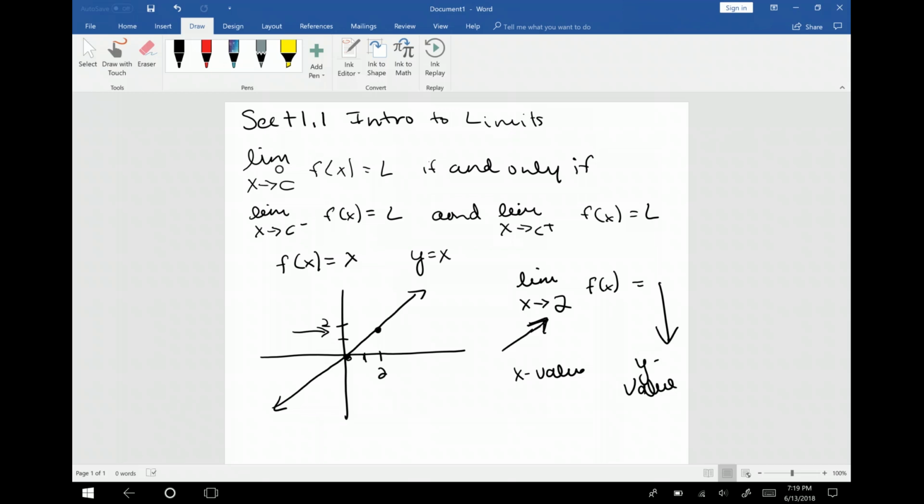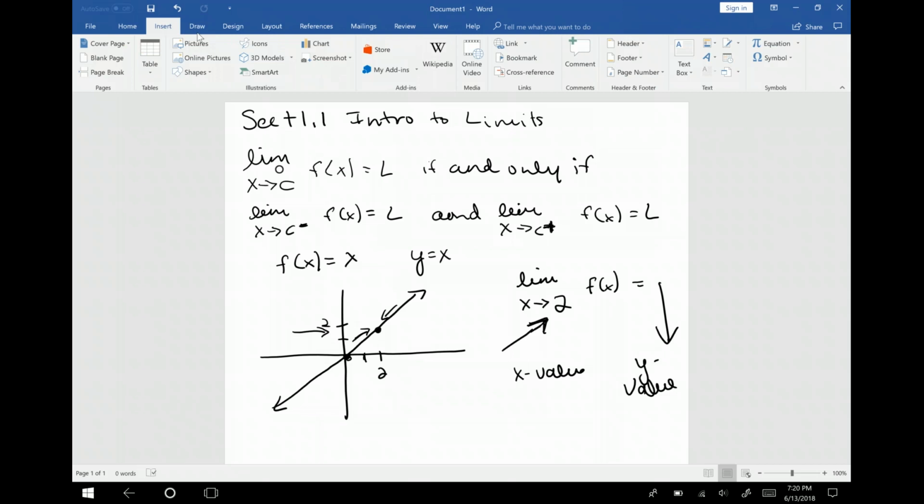In order for this limit to exist, we need the value of y as it approaches 2 from the left, and the value of y as it approaches 2 from the right. Here's from the left, here's from the right. Both of those values have to be approaching 2.